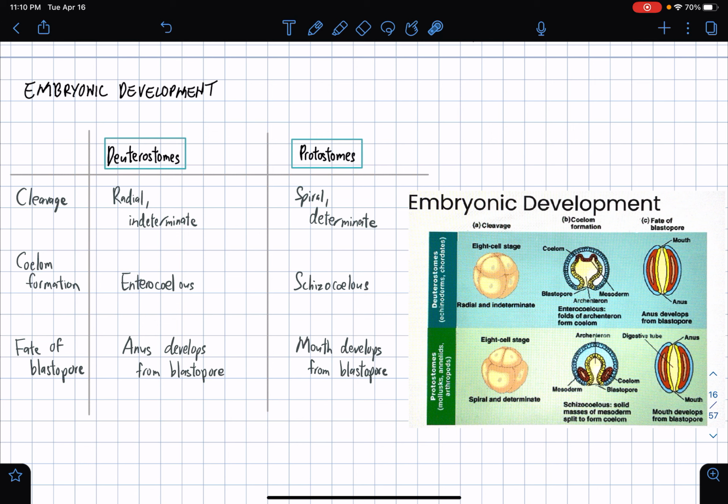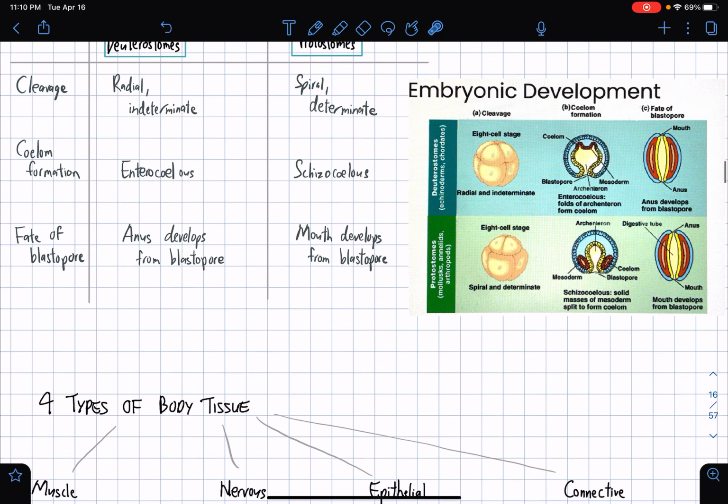Okay, so for the cleavage, it is recognized that for deuterostomes, it's radial and indeterminate, and for protostomes, the cleavage is spiral and determinate. For the coelom formation, deuterostomes equal enterocoelous. For protostomes, the coelom formation is schizocoelous. Okay, that's all I'm going to say.